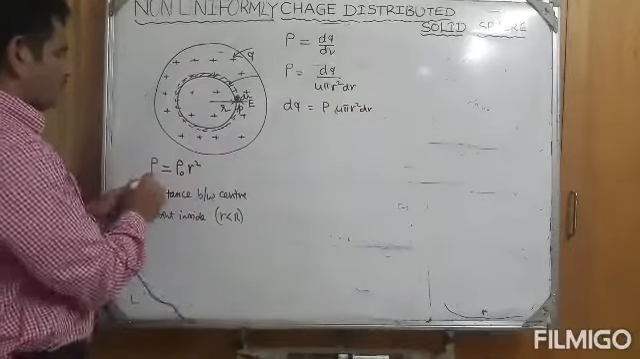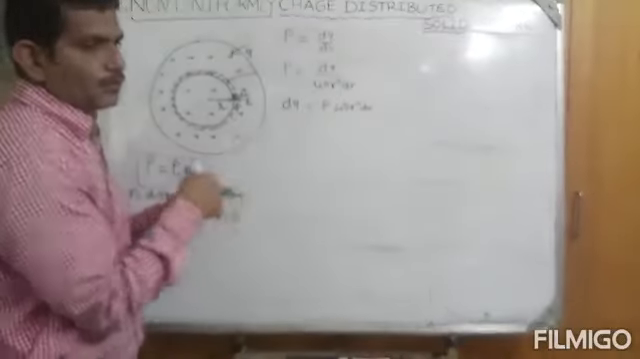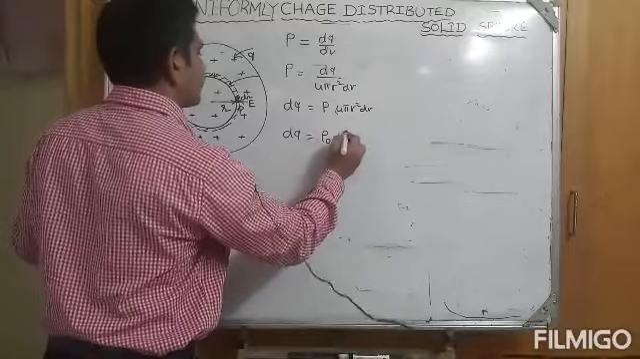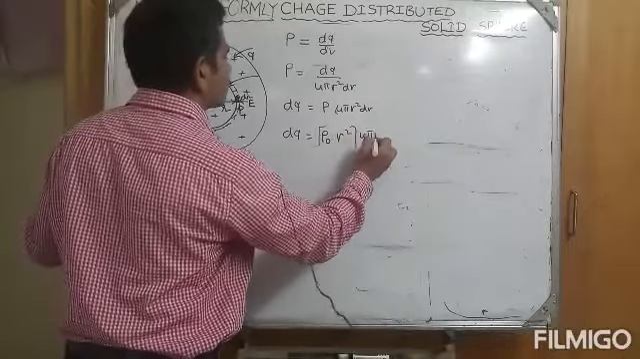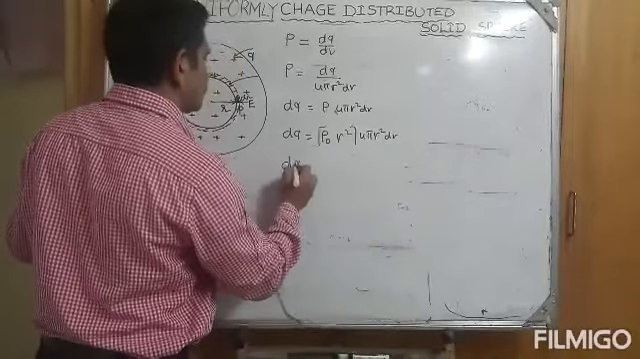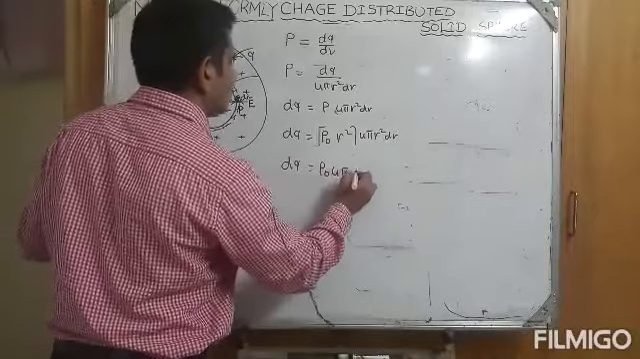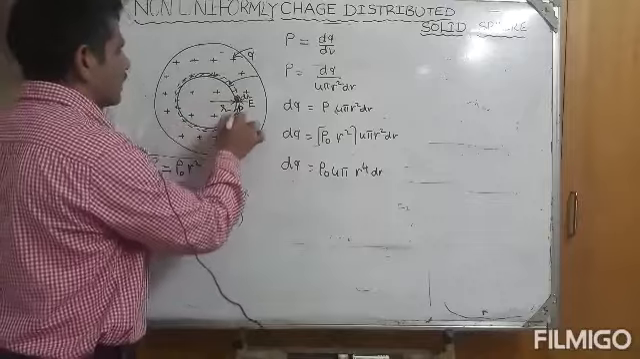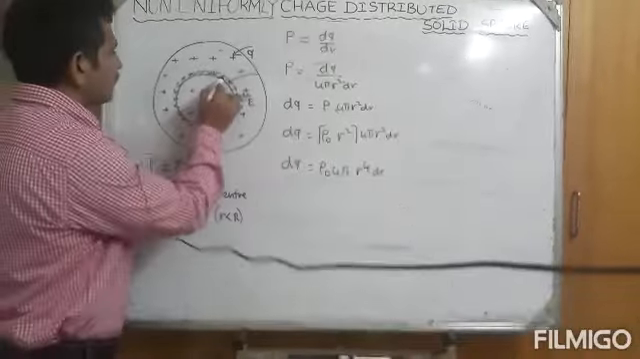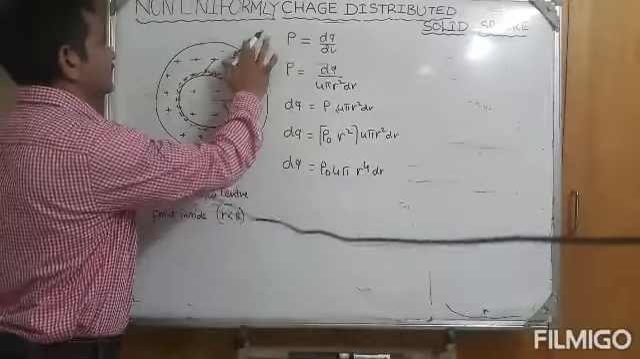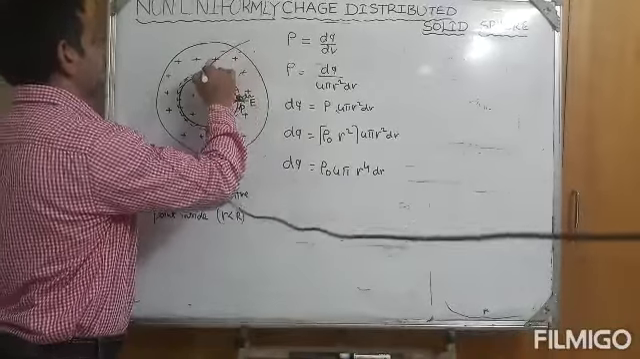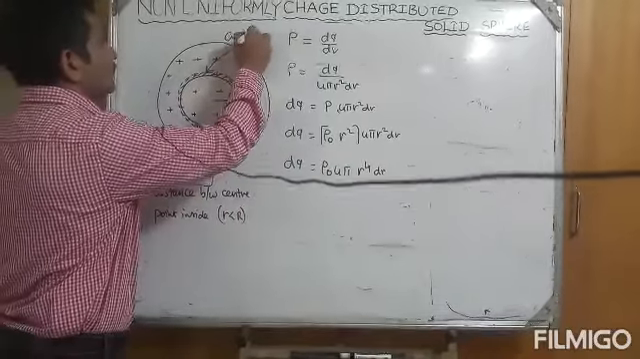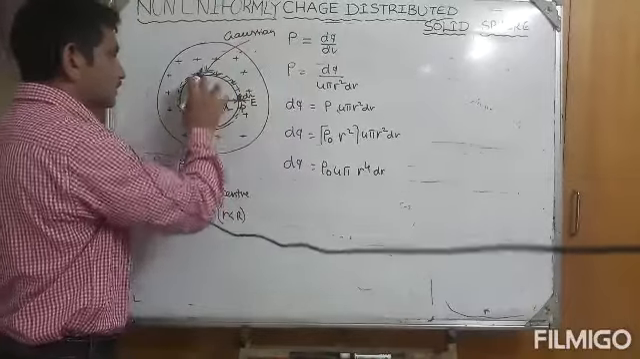According to the problem, it is given. In a problem, they will give you rho naught r square, rho naught r cube, rho naught by r square, like that. So dq is equal to rho naught r square into 4 pi r square dr, so dq is equal to rho naught 4 pi r power 4 dr. This shell has this much charge, but inside the Gaussian surface, where you want to find the electric field intensity at this point, it is not a shell but a solid body.